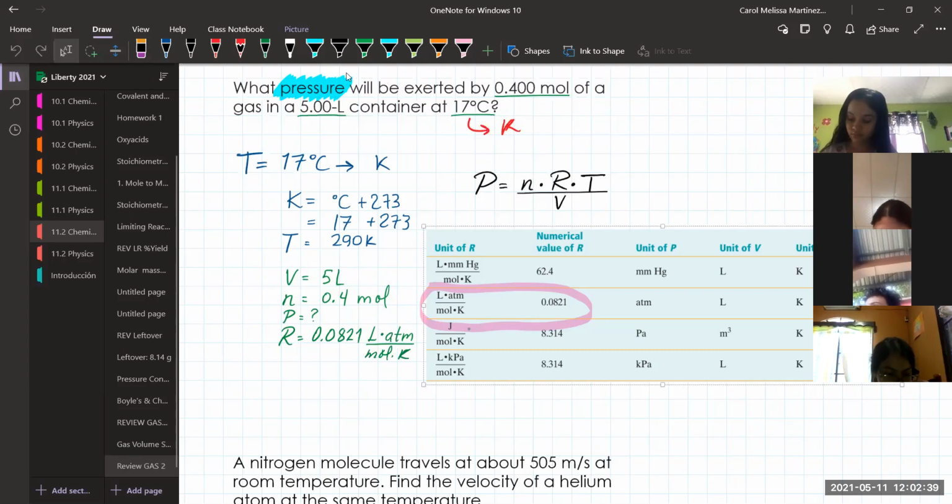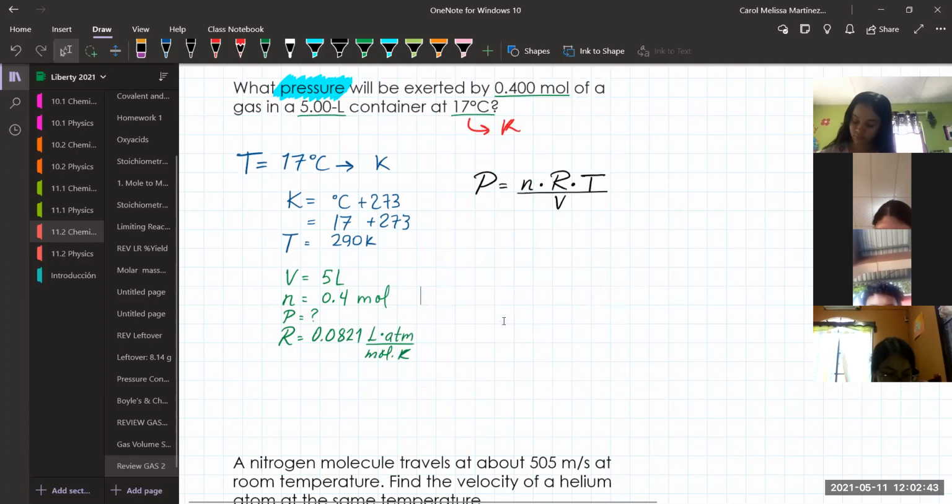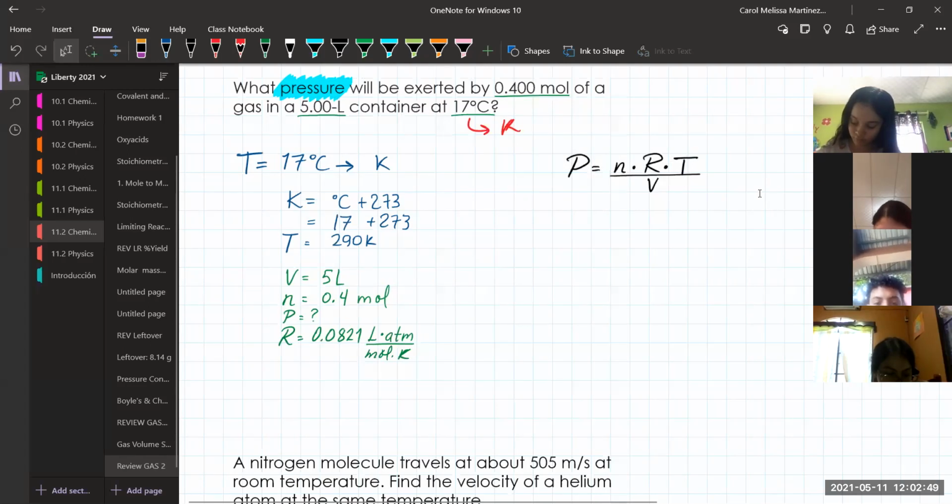Once I have my data over there, I will get rid of it because I don't need it anymore. I just need to apply the formula. So very simple process, just replace by the given. So you will have the pressure is going to be equal to 0.4 moles times the R.